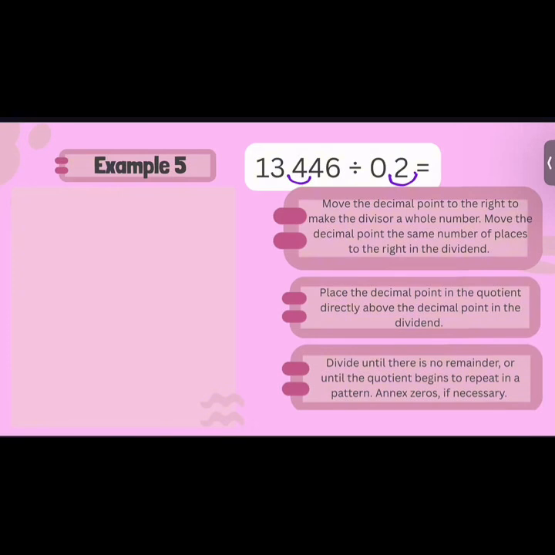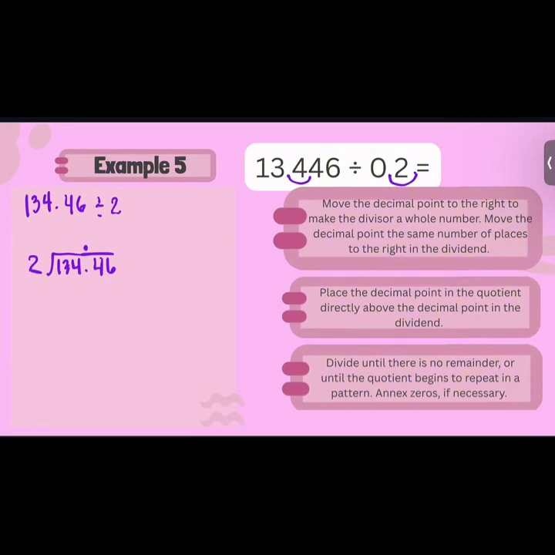Then, we are going to rewrite it into a new equation. So, 134 and 46 hundredths divided by 2. So, our divisor becomes a whole number. So, now let's proceed in rewriting it into a long division form. So, we have 134 and 46 hundredths divided by 2. Now, place the decimal point in the quotient directly above the decimal point in the dividend. So, therefore, we're going to put the decimal point.